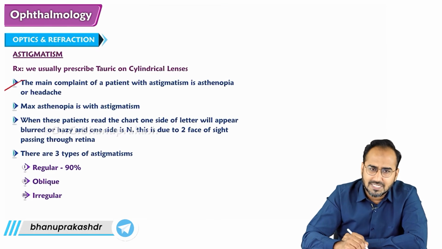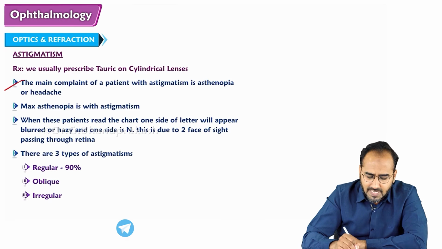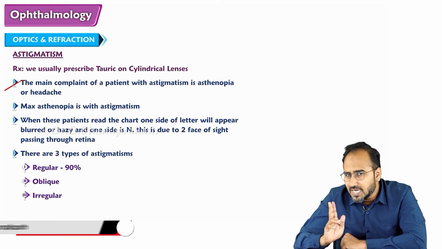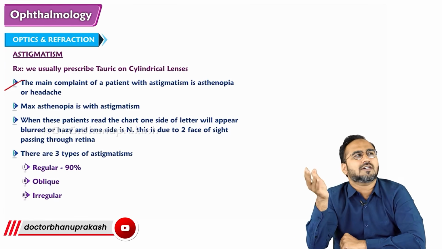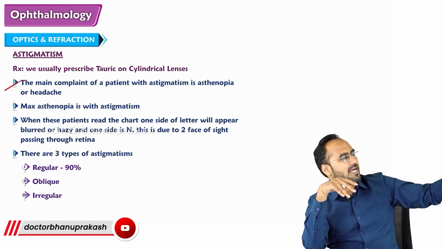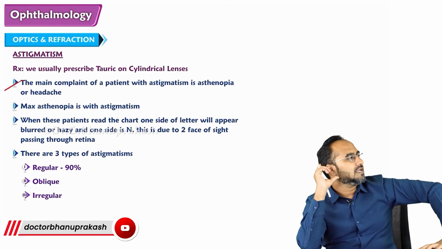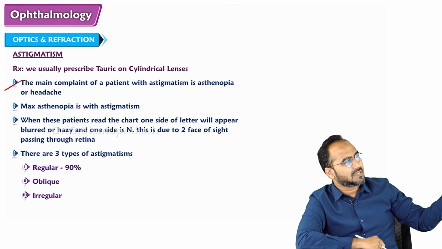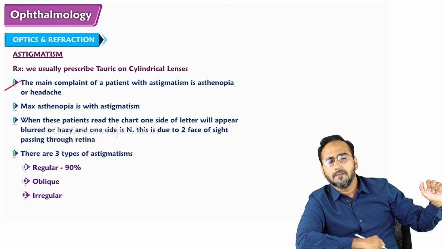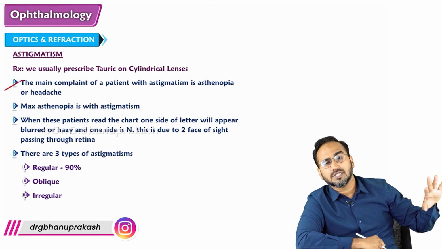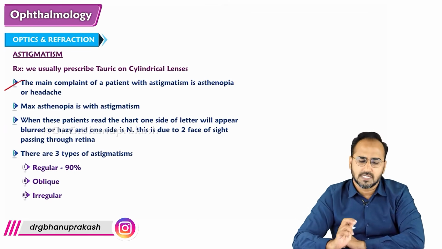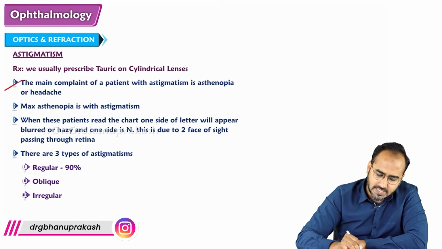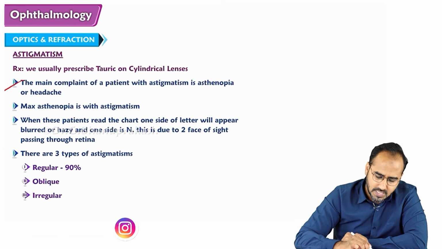When these patients read the chart, one side of the letter will appear blurred or hazy, the other is normal. Remember why? Imagine there is a chart with a letter A. When they see this chart, they will tell that one side of the A is appearing very clear to them. The other side of the A is appearing very blurred or hazy. Why? Because there are two different foci of light rays.